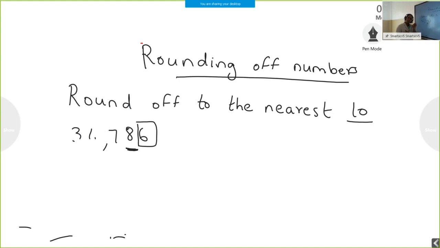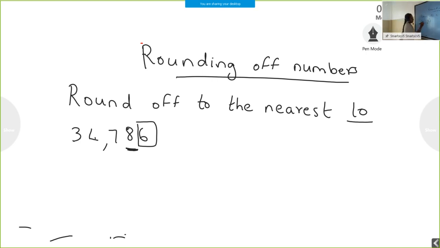Now the next step is, once you underline the tens place, you just go through the digit to the right of the tens place. Which is the digit to the right of the tens place? It is the ones place. Isn't it? So the next step is to identify the number in the ones place. If you are rounding to the tens place, then once you underline the tens place, go to the digit in the ones place.